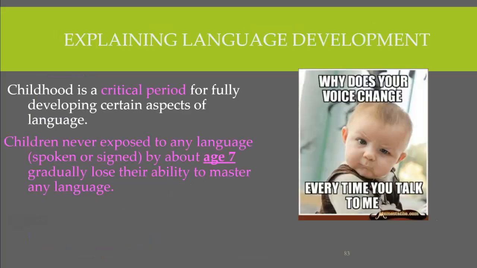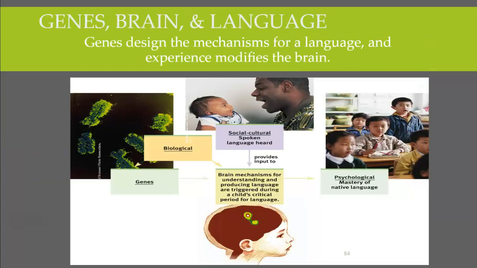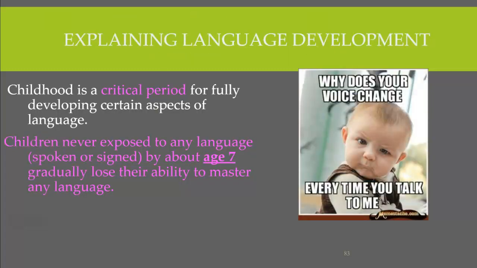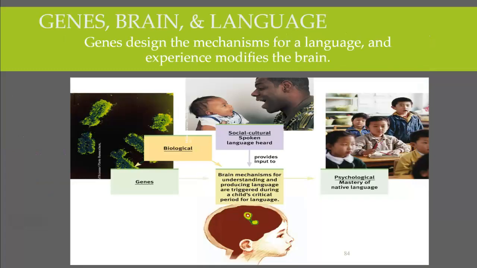We know that there's a critical period when it comes to learning. Children who are never exposed to language by about age 7 gradually lose their ability to master any language. And the reason for that is called synaptic pruning, that our brain does go through and remove old unused neural connections, including language development. So if they don't use it, they lose that ability. The case of Genie was the case study we watched about the little girl who had been neglected for a really long time, and then she couldn't learn language.